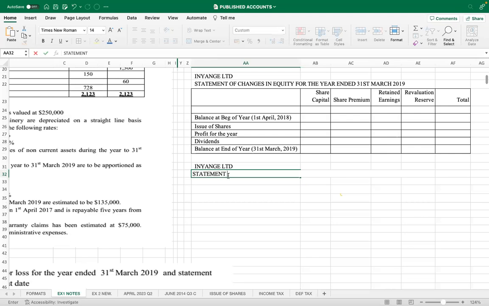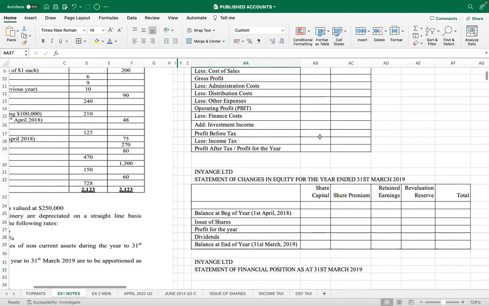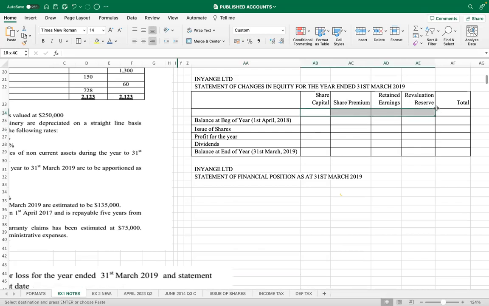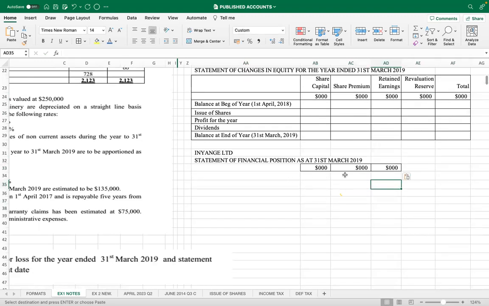So statement of financial position as at 31st March 2019. Now, again, the currency is still dollars. So let me just pick this. I'll pick that. I'll come and post it there, and I'll also come and post it. So I'll post it there so that we can work on the statement of financial position.